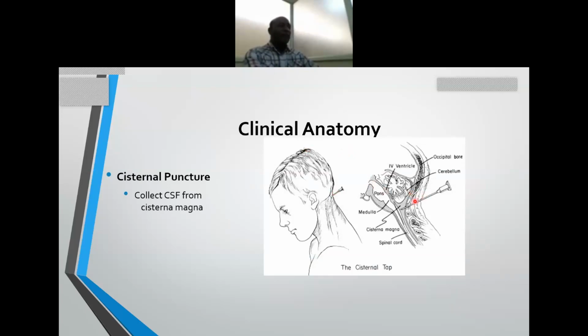And in this suboccipital triangle, you can also do something called a cisternal puncture to collect CSF from the cisterna magna. That is a CSF-filled space, the subarachnoid space below the cerebellum. You can pass a needle just above the posterior arch of the atlas, and then we can collect CSF. But because it is associated with higher complications, we don't do it. We perform CSF collection from the lumbar region.